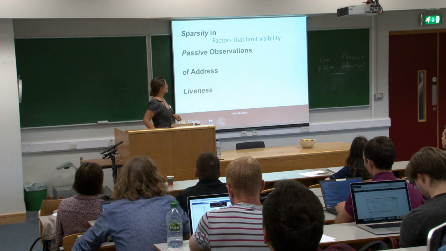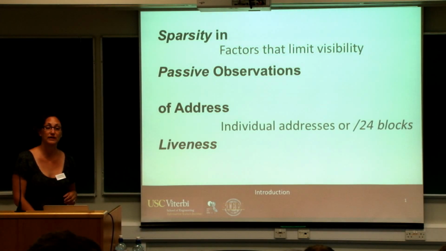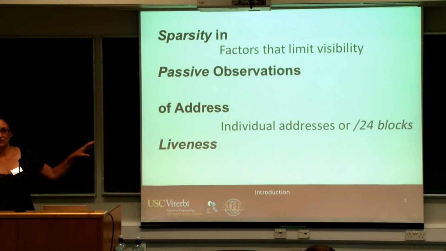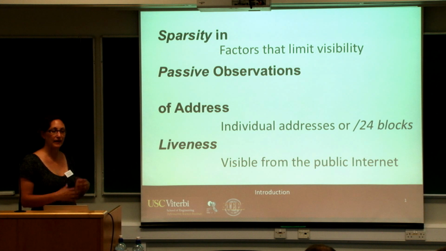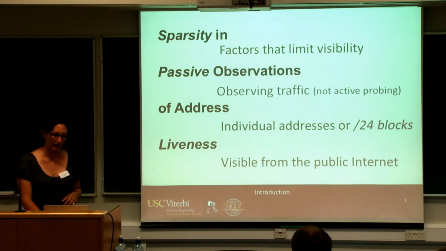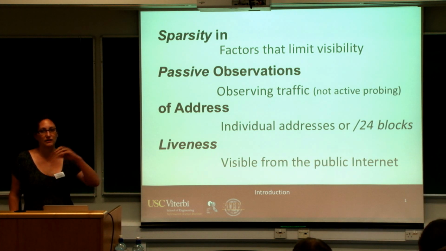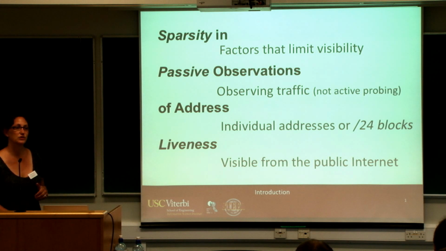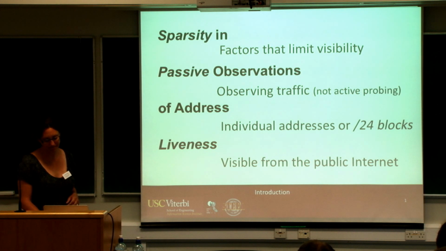By sparsity, we mean factors that limit your visibility, okay? But visibility into what? Visibility of individual addresses, IP addresses, or visibility of /24 blocks, networks. And by liveness, we mean are these in use and visible from the public internet? And can we see them with passive observation? Meaning we're not sending out active probes and interpreting the results. We're just observing and seeing if there's any communication from these IPs and counting them as active when there is.